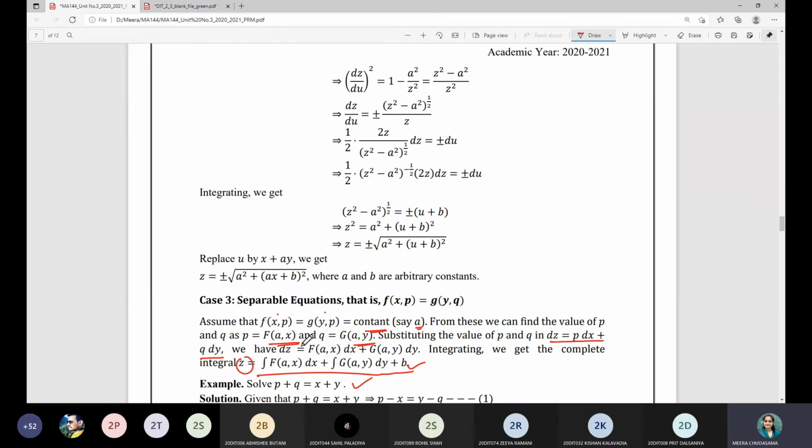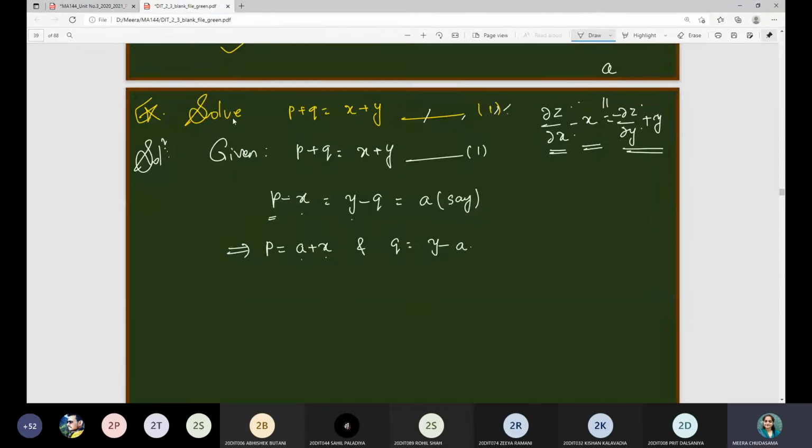यहाँ पर जो step लिखा है this I am talking about. So this is capital F of a comma x is nothing but a plus x and capital G of a comma y is nothing but y minus a, right? So now the next step is we have to substitute these values in the standard expression, right?